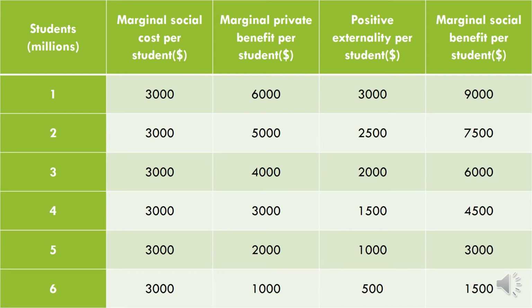Easy. Clearly you can see the marginal social benefit per student is greater than the marginal private benefit per student. There are other members of society who are benefiting from the private consumption of education.